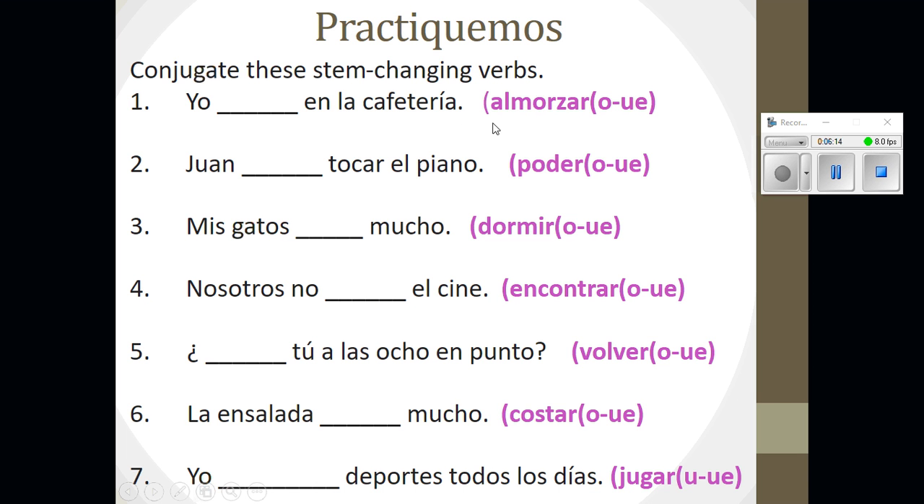So when we conjugate, we need to take this O out and make it UE and put back the entire stem. So we'll start with almuerz. Now we will drop the AR and add O because yo is the subject. Yo almuerzo en la cafetería. Pause the video and fill in the rest.